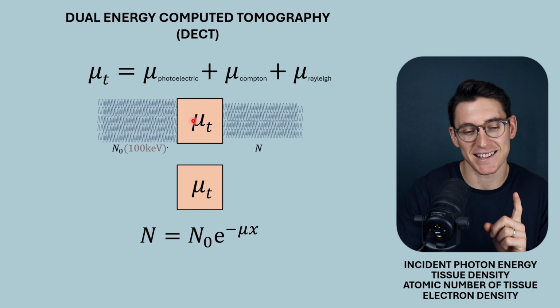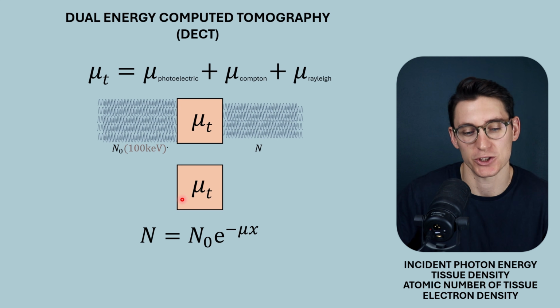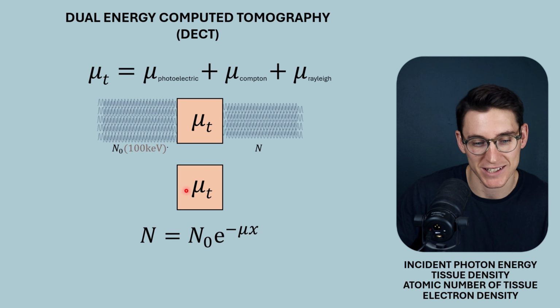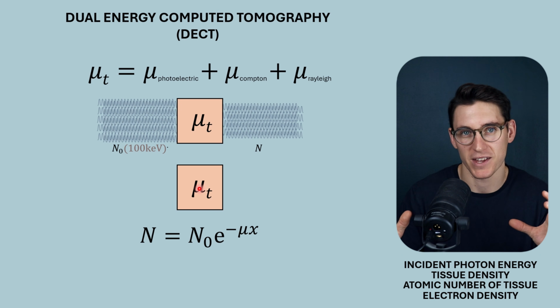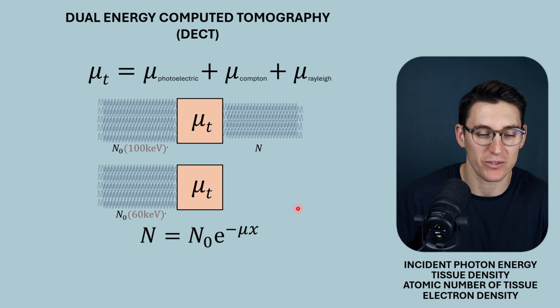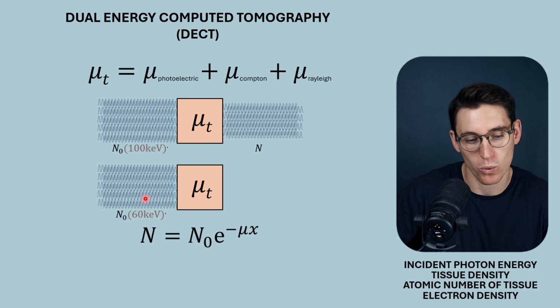Now, what happens if we take that exact same voxel of tissue? The tissue density, atomic number of the tissue, the electron density of the tissue, that all remains the same. We only change one variable, that's the incident photon energy. Now we've got the same number of photons here, the same quantity of the X-ray beam, but the quality of the X-ray beam has changed. We've lowered the incident photon energy.